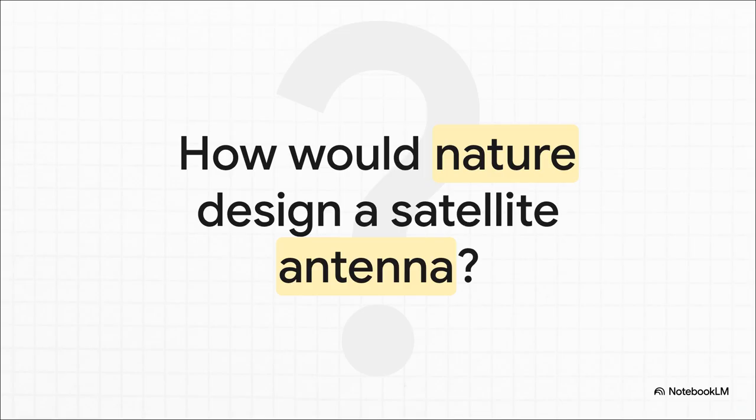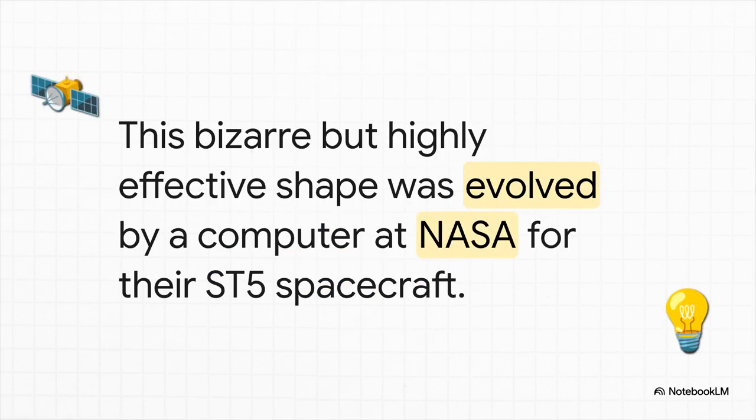Imagine you could ask Mother Nature herself to design a piece of high-tech equipment, say a satellite antenna. Forget all the straight lines and neat shapes you're used to. What would a truly evolved antenna look like? Well, it would probably look a lot like this. Yeah, I know, it looks like a twisted paperclip, but this weird, lopsided shape is an incredibly high-performance antenna that was evolved by a computer at NASA. No human designed it, at least not directly. And that is the magic we're going to unpack.